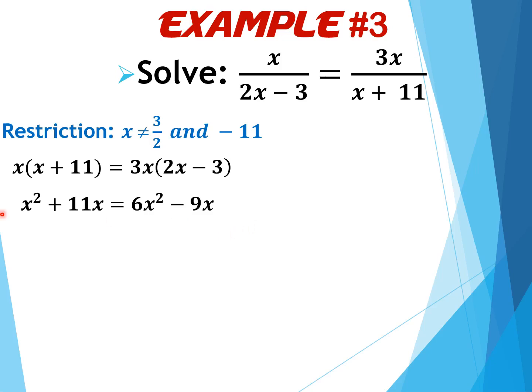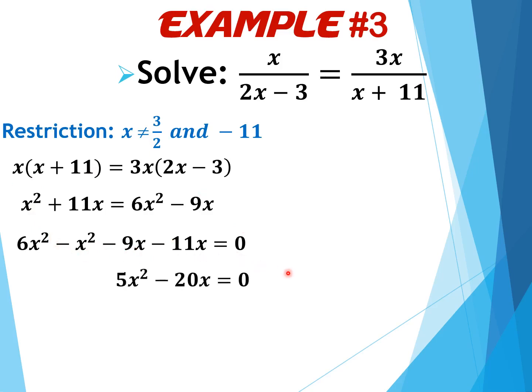Combining similar terms, we will transpose x squared plus 11x to the right side. So this will be 6x squared minus x squared minus 9x minus 11x. That will give us 5x squared minus 20x is equal to 0. So again, this is quadratic. So we have two values for x. Using factoring, we will have the greatest common factor 5x times the quantity x minus 4 is equal to 0.